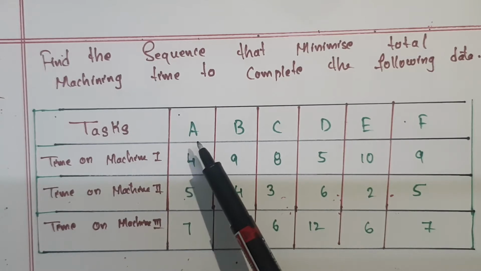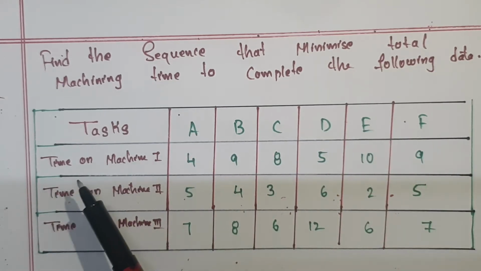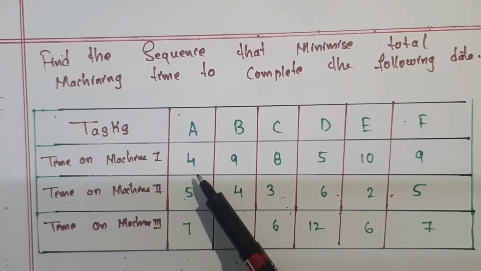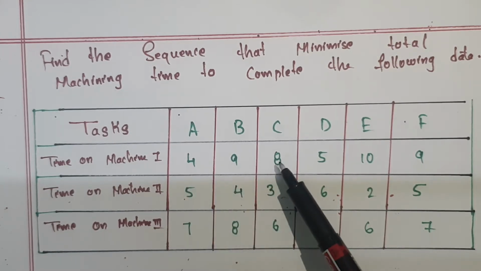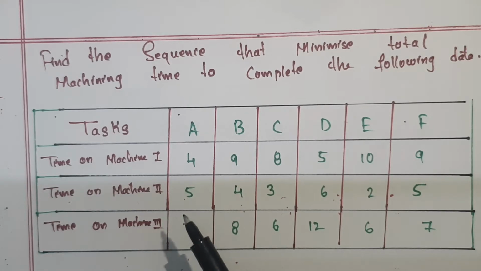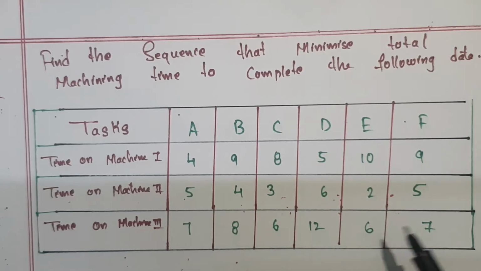Here the tasks are given. The names are A, B, C, D, E, F. Time on machine 1, time on machine 2 and time on machine 3. So what are the values given? As you can see, for machine 1: 4, 9, 8, 5, 10, 9. Next for machine 2: 5, 4, 3, 6, 2, 5. For machine 3: 7, 8, 6, 12, 6, 7.